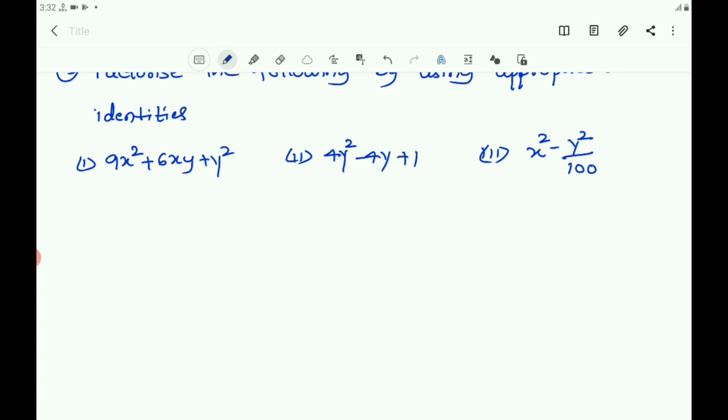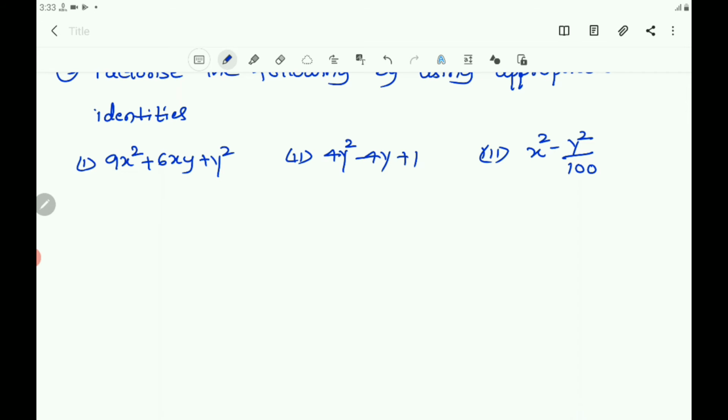See the first one, 9x square, it is a perfect square, it is the square of 3x. Third term, y square is also a perfect square. And the first term is in the form of x square and the third term is in the form of y square. And the middle term must be in the form of 2xy. So you will have 2 into 3x into y. So actually it is an expansion of the form x square plus 2xy plus y square, which is the expansion of (x plus y) the whole square. So let us do it one by one.